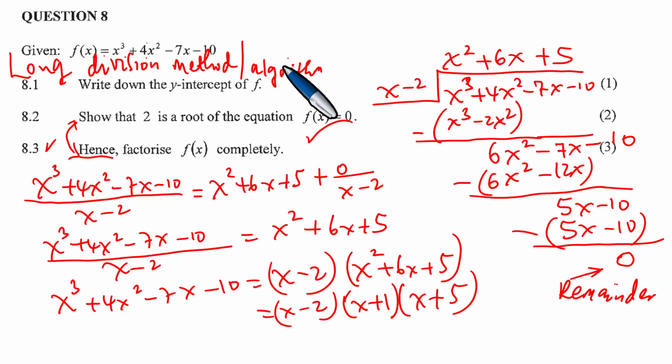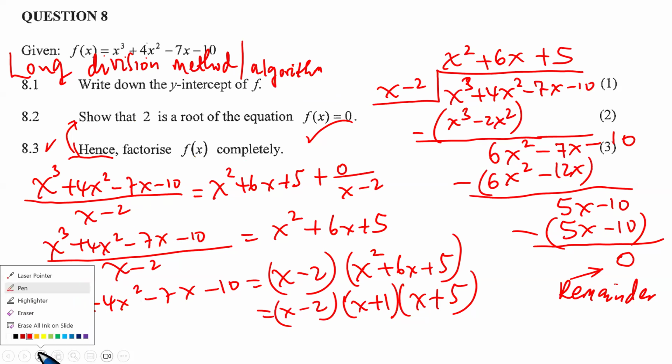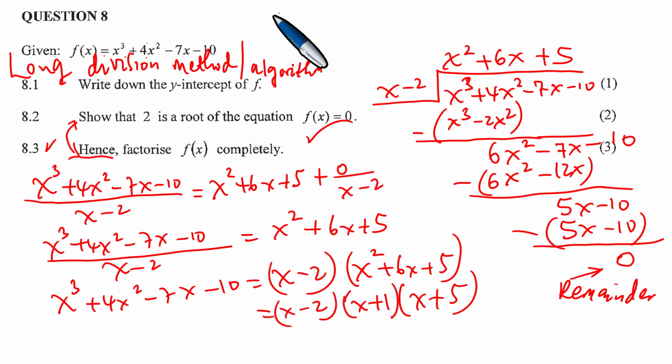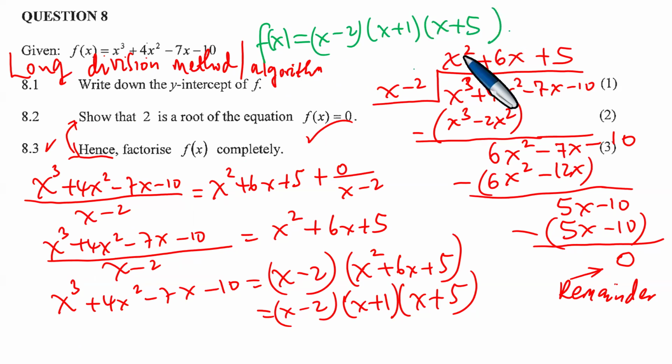So the final answer, therefore, must be written as follows. I'm going to write the final answer in green color. We've already factorized, so f of x is x minus 2 in parentheses, x plus 1, and x plus 5. We have factorized, because we're to factorize f of x completely, and we've done that. If you have a question, please let us know, and tell us where your question is so that we can address it.